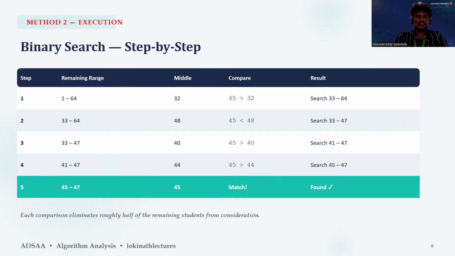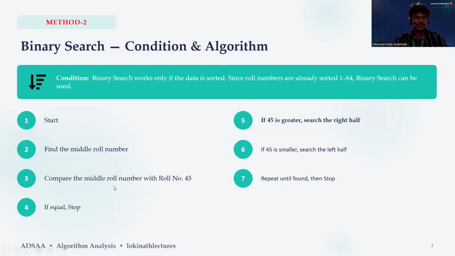Here you can see the clear execution steps of binary search, step by step. I will explain simply and slowly, so please observe. Overall we have 5 comparisons. First, the roll numbers are 1 to 64, and the middle roll number is 32. So what's the rule here? Compare the middle roll number with roll number 45.